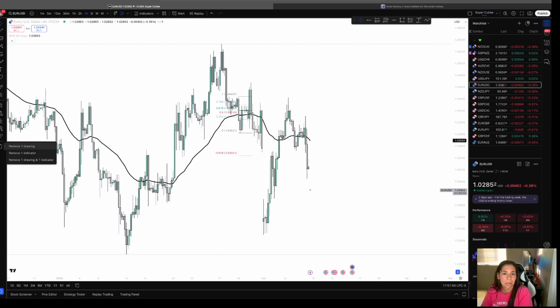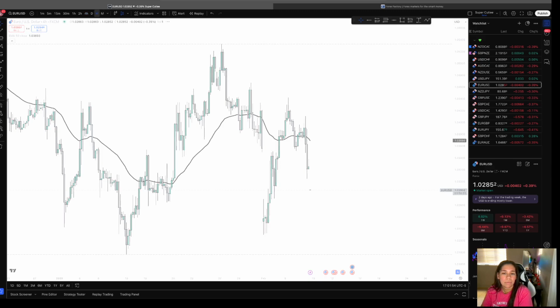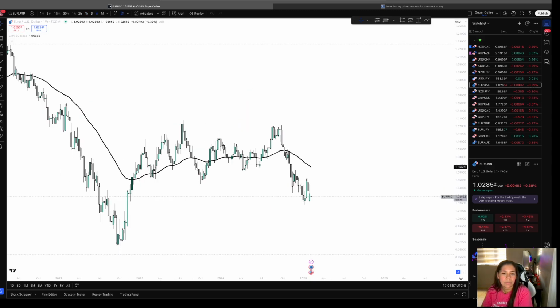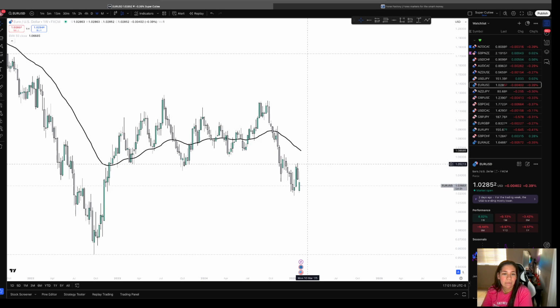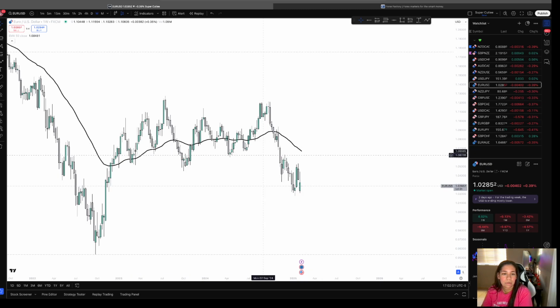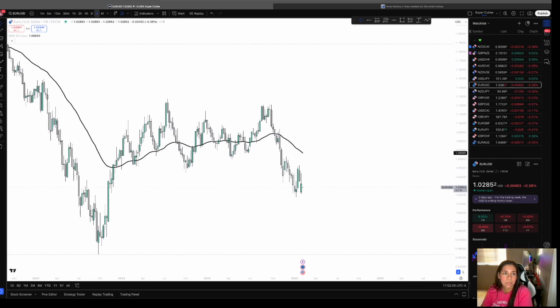All right, Euro USD. Euro USD has not been the best lately. Look at that gap. All right, weekly time frame. Okay, looks like we're going down, but we haven't had a proper retest of these levels here. It kind of retested this level. Let's go down to the daily.